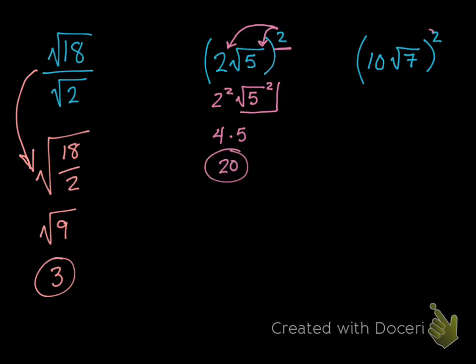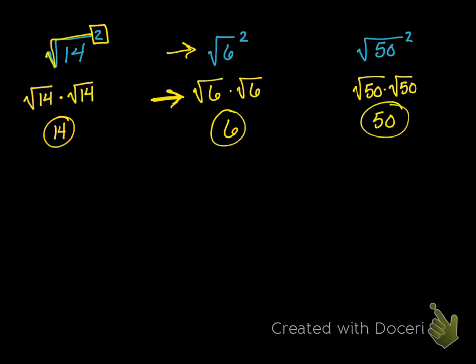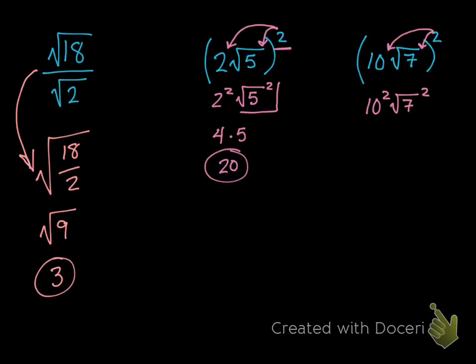Same rule here. We need to think about distributing the square into both terms. So we have 10 squared times the square root of 7 squared, and if we hop back over to that other slide, just like these guys, we have it squared. It turns out to be whatever is on the inside of that square root. So this is going to be times 7, and 10 squared is 100, so this answer would be 700.